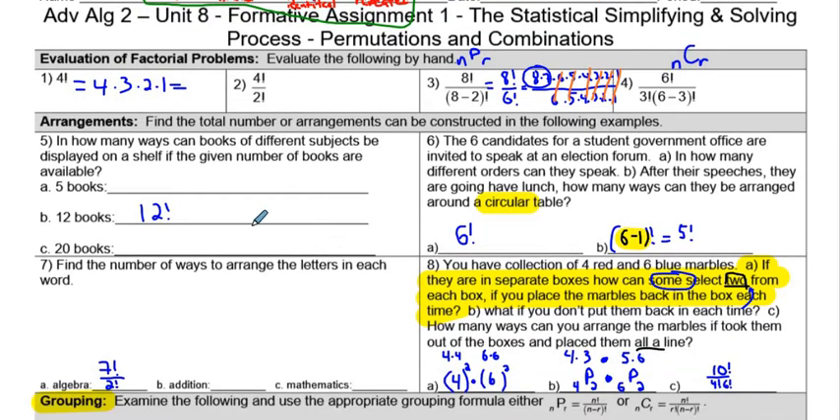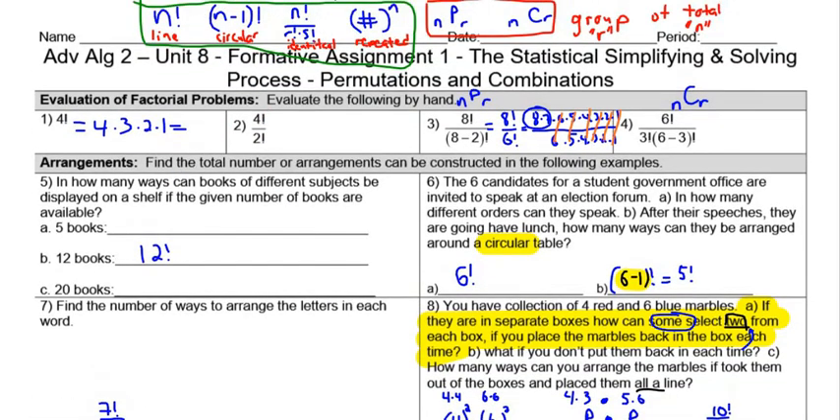So then at the very beginning here, we have a little subset of different environments of these different things. Well, if I have books in a line, these are all just factorials, right? 5 factorial, 12 factorial, 20 factorial, because they're not the same book. They're all different books of different subjects. And you do need to type this into a calculator or Desmos and tell me what that is.